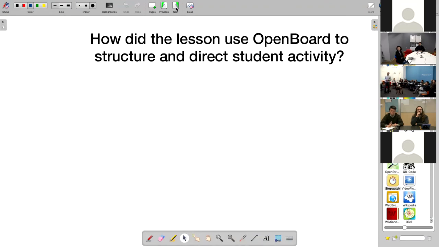Okay, so the second question, let's take maybe just a minute to discuss this, is how did the lesson use OpenBoard to structure and direct student activity? So not necessarily contain materials, but how did it tell the students what to do? And how did it help them know where they are in the lesson? So just take a minute to discuss this with your groups.